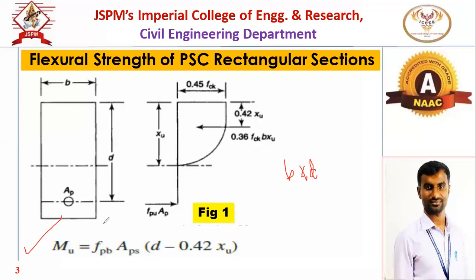It is given by this particular formula, where D is the effective depth, where XU is the depth of the neutral axis, where APS is the area of pretension steel, and where FPB is the tensile stress of the cable at failure. So using this, we will get the moment of resistance. This is the formula we have to remember.